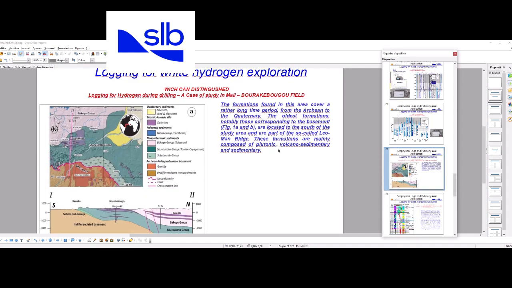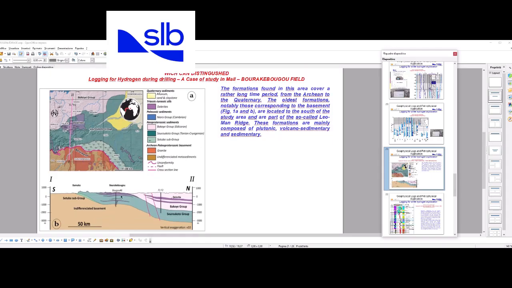We are also showing a case study of a field in Mali. In the Bourakebougou field, the formations found in this area cover a rather long time period from Archean to Quaternary. This is a sketch of the geology in this case. The oldest formations are located to the south of the study area and are part of the so-called Leo range. The formations are mainly composed of plutonic and volcanic sedimentary basin.